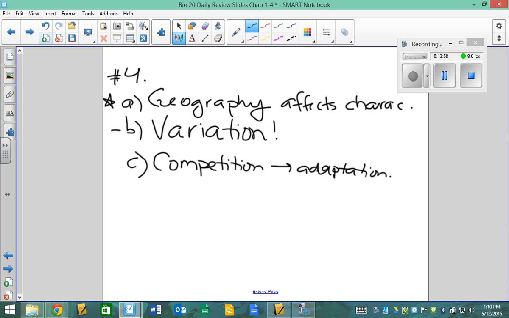So these are some of the main ideas that natural selection says. Location is a big factor. The environment helps determine characteristics. There is variation among individuals, and there's competition for limited resources, meaning, like Nolan said, if you don't win, you die.